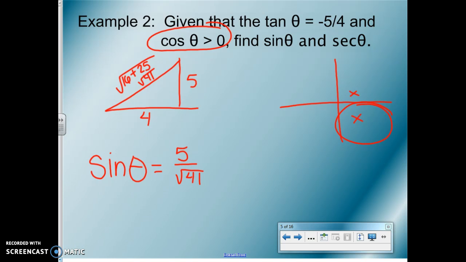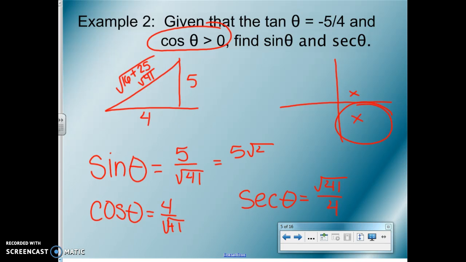And then secant is the flip of cosine, so I would do cosine first. So cosine is 4 over the square root of 41, which means that secant is the square root of 41 over 4. And then this one I'll finish rationalizing. That will be 5 square root of 41 over 41. And then because it's in the 4th quadrant, sine is negative. Secant stays positive. So I never, again, do my signs until the very, very end. And then I would go with that.